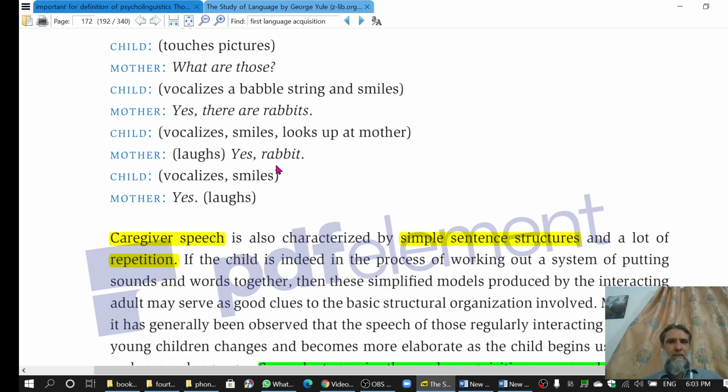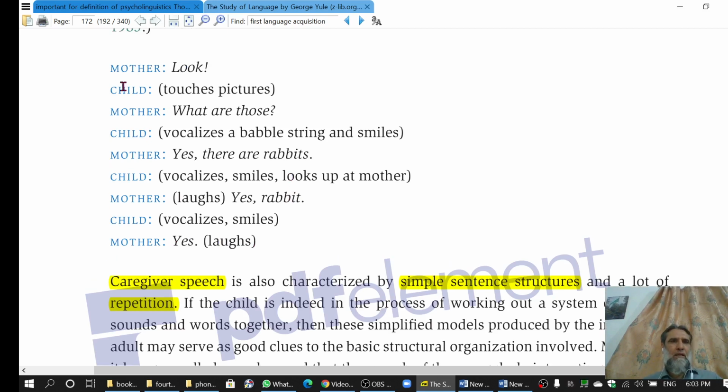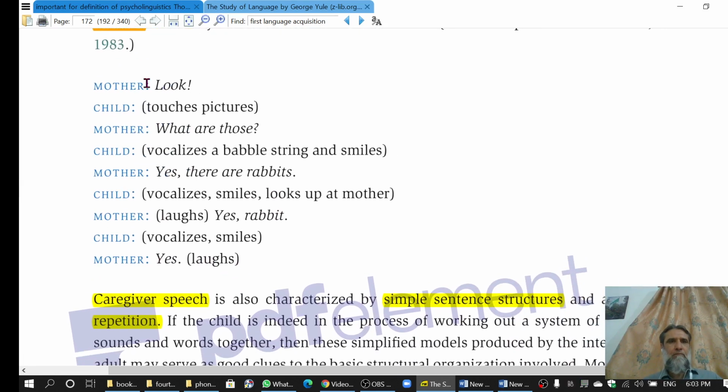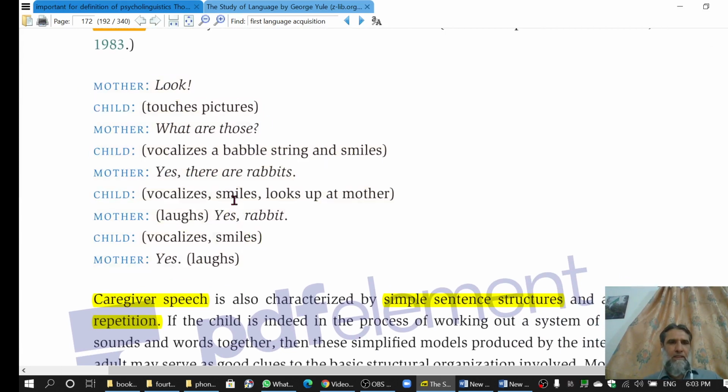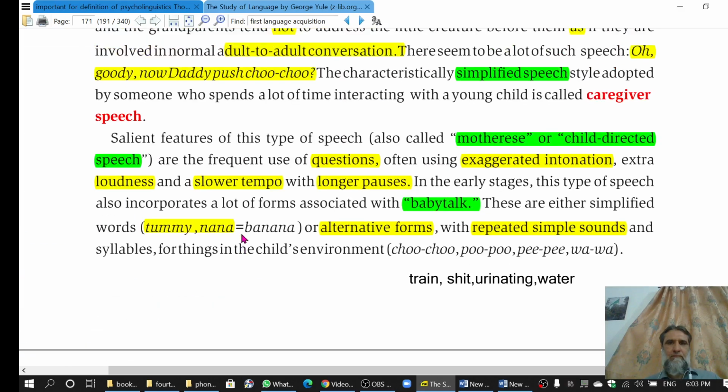Now the mother laughs, says, "Yes, rabbits." He again vocalizes, says something, smiles, and says, "Yes," and laughs. So you can see a full dialogue develops here. And this dialogue is almost one-sided, but the mother pretends that it is a double-sided dialogue.